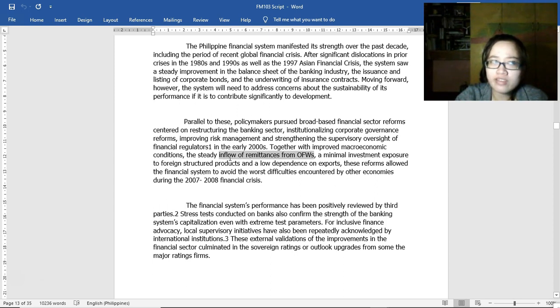Basically, one of the advantages of having a large population is that we have a lot of OFWs who send money into our country. So in a way, that's an input that's a great help in the growth of our economy. And then at that time, during the 2008 crisis, there's also minimal investment exposure to foreign structured products. Basically, the 2008 crisis was caused by the financial bubble in the US. Since at that time our country is not that exposed to foreign investment, it didn't have that much of an impact.